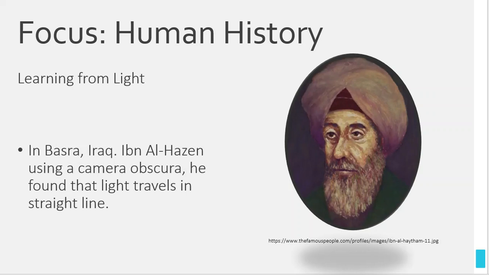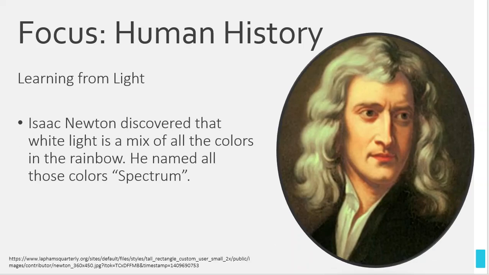In Basra, Iraq, Ibn al-Haytham, using a camera obscura like the one that Mo Tse did, found that light travels in a straight line. Thanks to the knowledge gathered before, Isaac Newton knew that light travels in a straight line, and then he discovered that white light is a mix of all the colors in the rainbow. He named all those colors a spectrum.